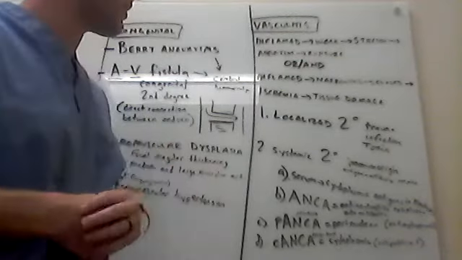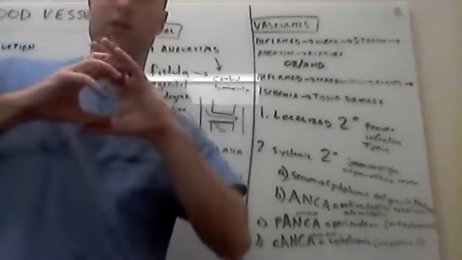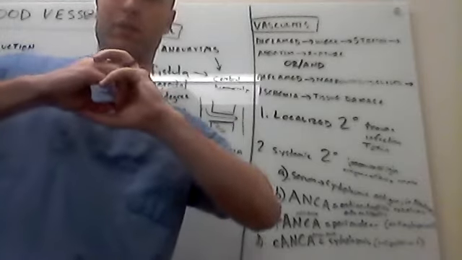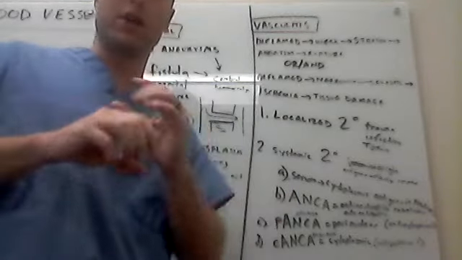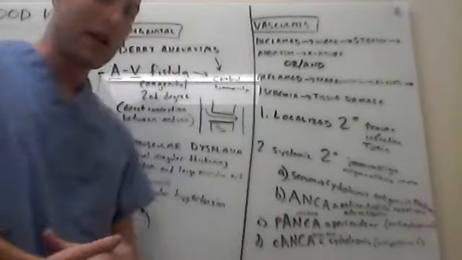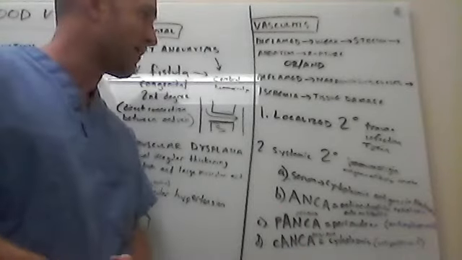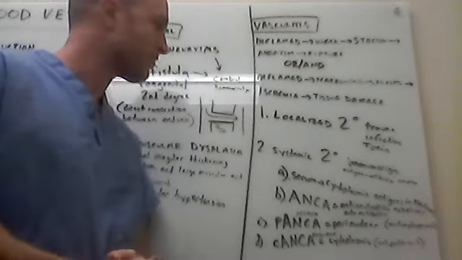But if it gets inflamed and it narrows and closes, so it gets so inflamed that it just fills up all the space and maybe closes entirely, then all the tissue that blood vessel is normally supplying is going to become ischemic, and that's going to lead to tissue damage.